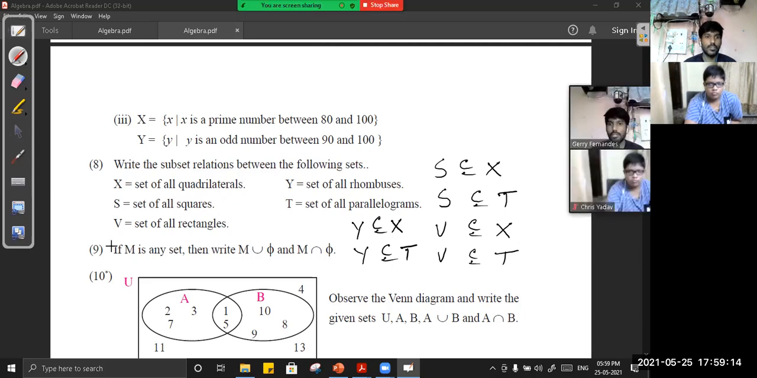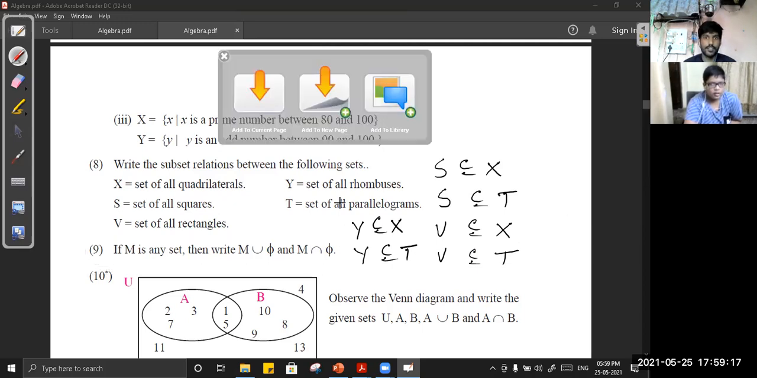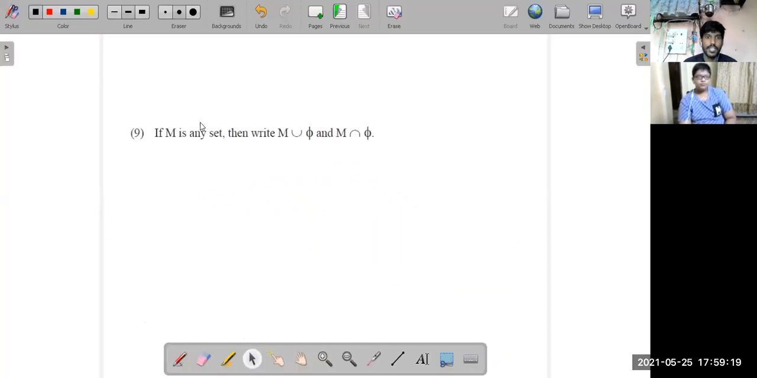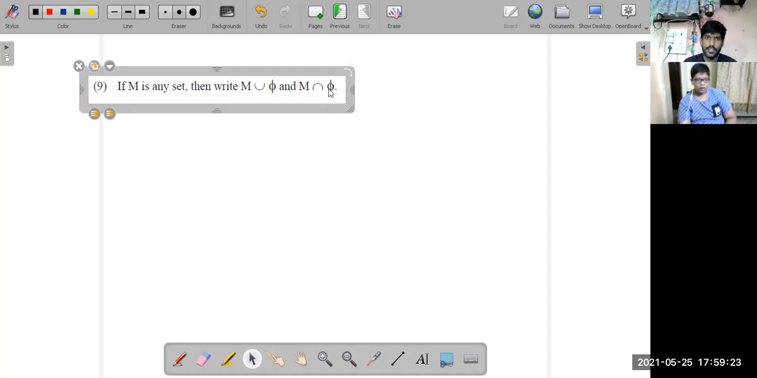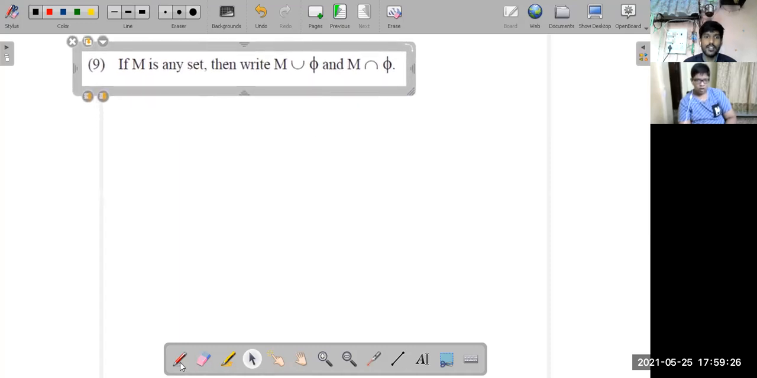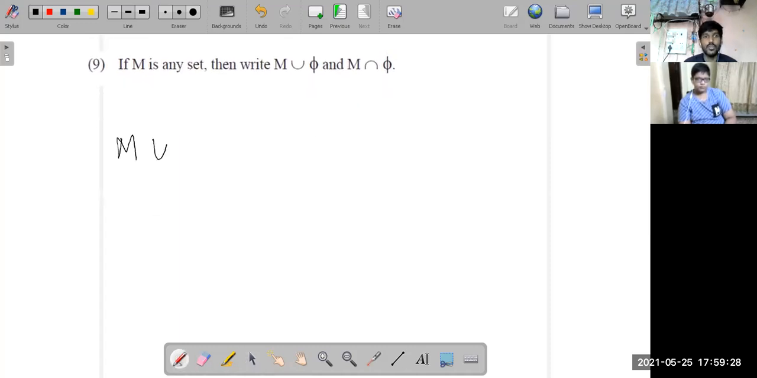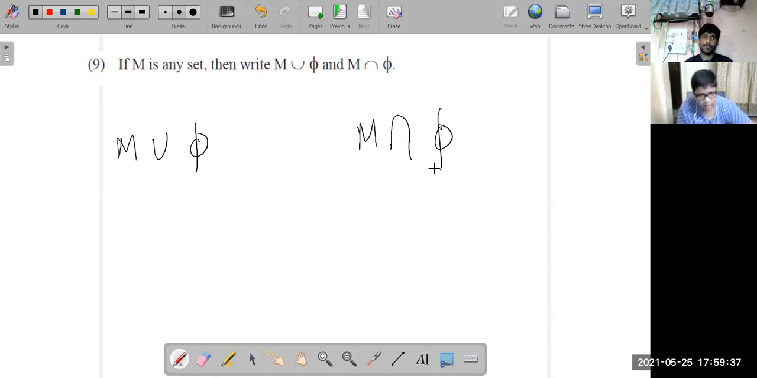Ninth one also we will do. Ninth one says if M is any set, then write what is M union empty set and M intersection empty set. Can you tell me what this will be? Null, sir? In which case? In the first case, it will be null.